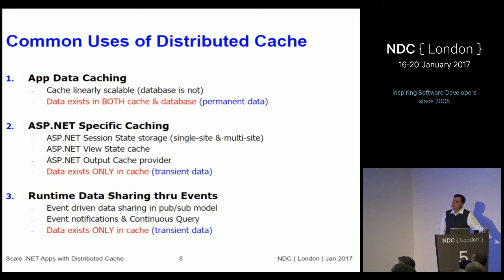So there are 3 categories of it. Number 1 is what I've been talking about so far, which is application data caching. That's where we talked about how you reduce those database trips. The thing to keep in mind in application data caching is that the data exists in 2 places. One in the caching tier and one in the database. Now, as soon as you know that data exists in two places, what's the first problem that comes to mind that might occur?